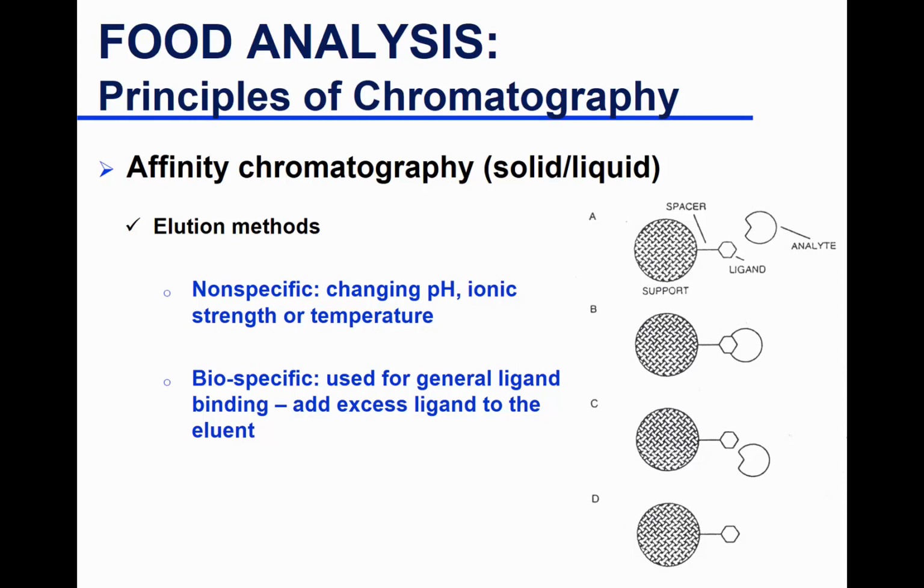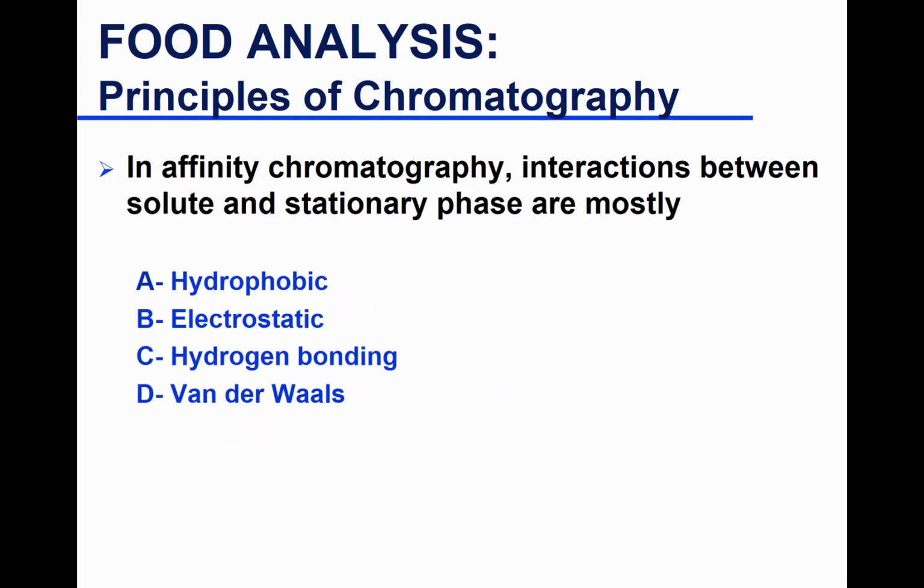Sometimes you can have a biospecific elution method. Let's say you have lectins as your stationary phase ligand. You can add lectins to your mobile phase. Then now you have lectins in the mobile phase competing with lectins on the stationary phase, and that will make that compound leave.